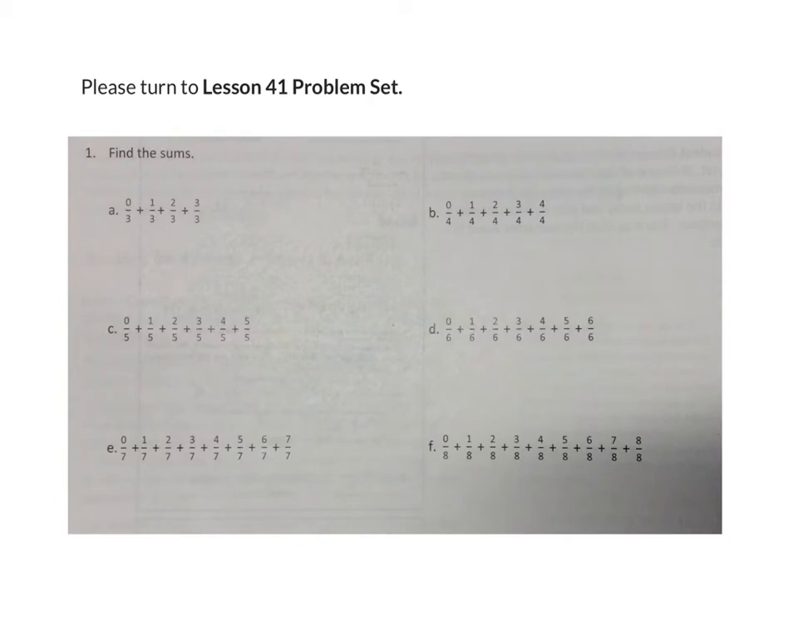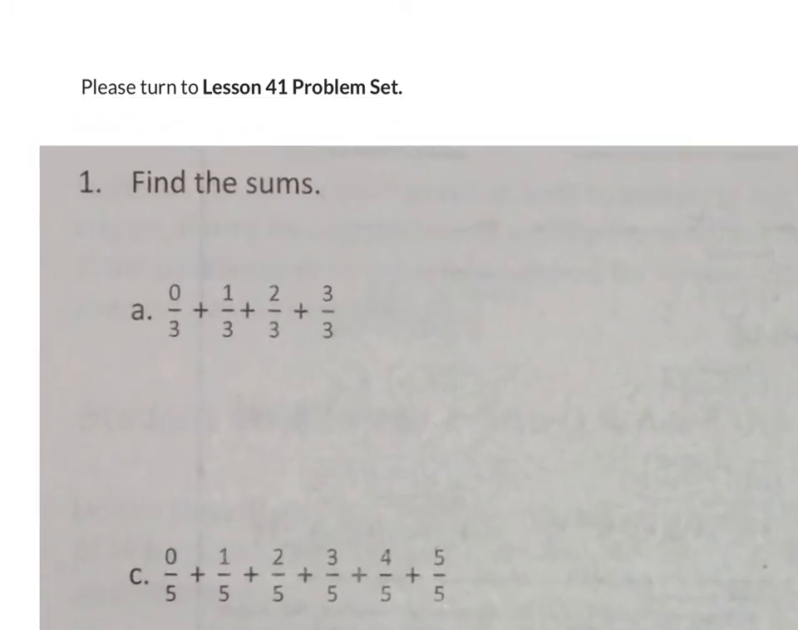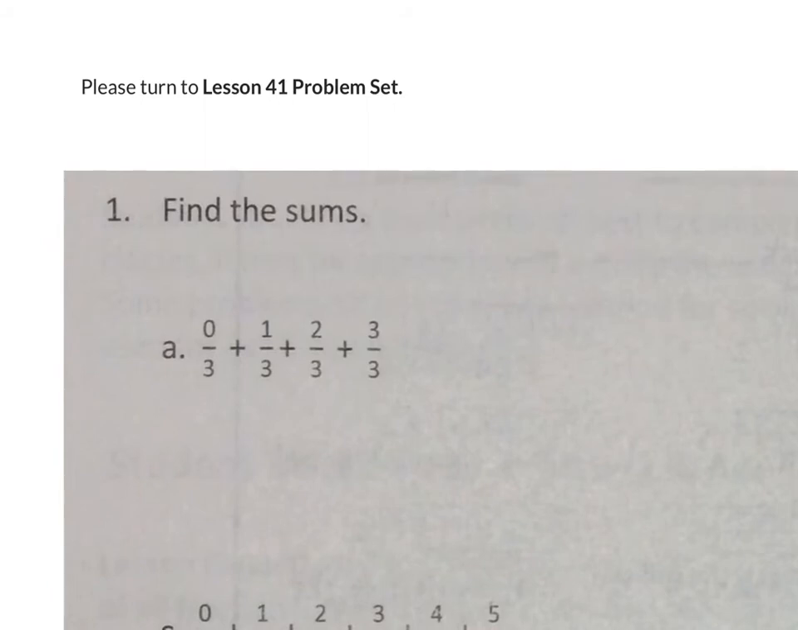Today we're going to be working out of our problem set book, but we are not going to be skipping ahead. Okay, let's take a look at number 1a. It's telling us to find the sum. So we have 0 thirds plus 1 third plus 2 thirds plus 3 thirds. I notice right here, 0 is by itself, right? But I notice that 1 third plus 2 thirds equals 3 thirds. Do you guys know that? And similarly, 0 thirds plus 3 thirds also equals 3 thirds.